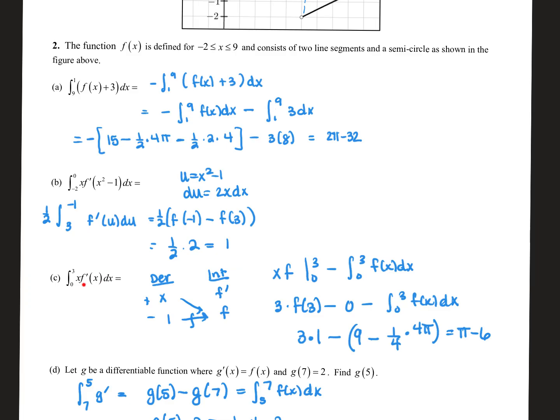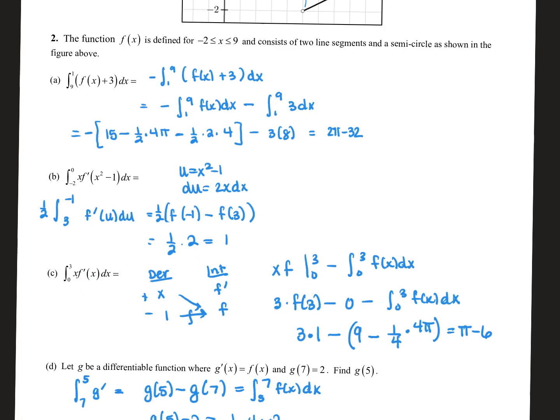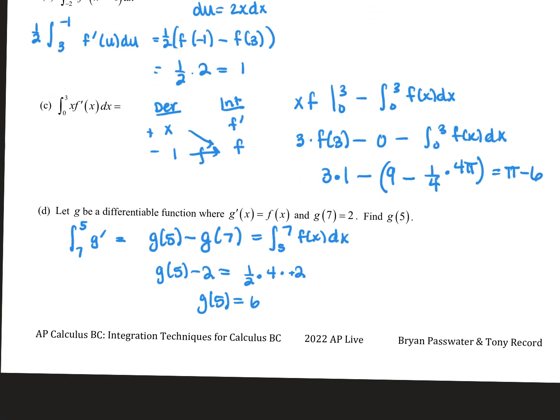Here we see that the u substitution would not work. So here we have a product we need to get rid of, so it's going to be by parts. And then here, again, it's kind of the fundamental theorem of calculus. They tell us g prime is equal to 5, and g of 7 is equal to 2. They want us to find g of 5. So if we integrate from 5 to 7 or 7 to 5, we'd get this, which is going to be minus that integral, and then just go through and solve that.